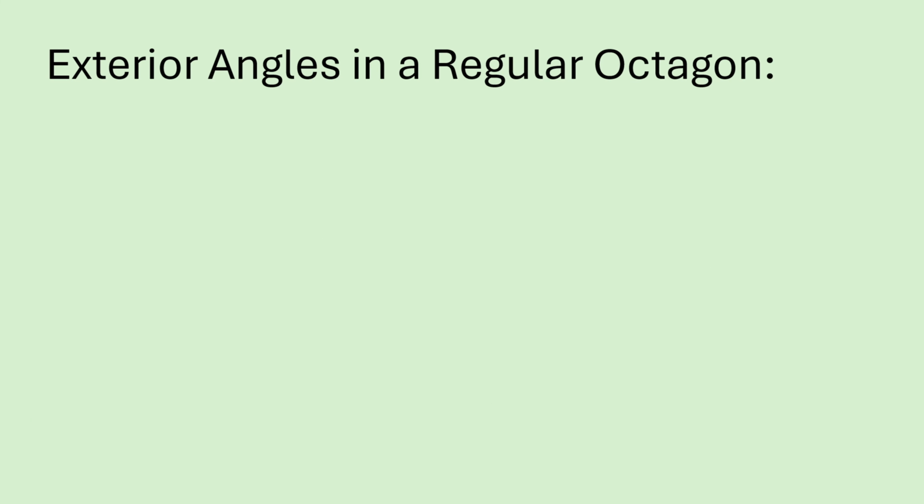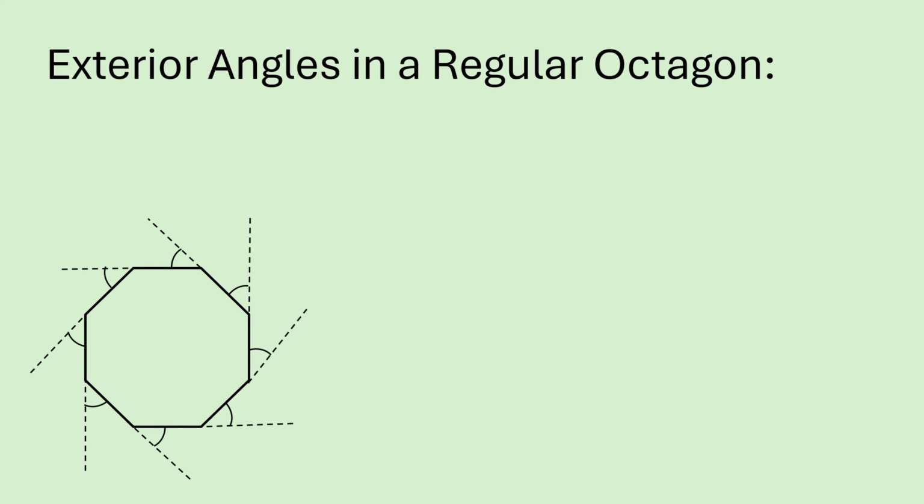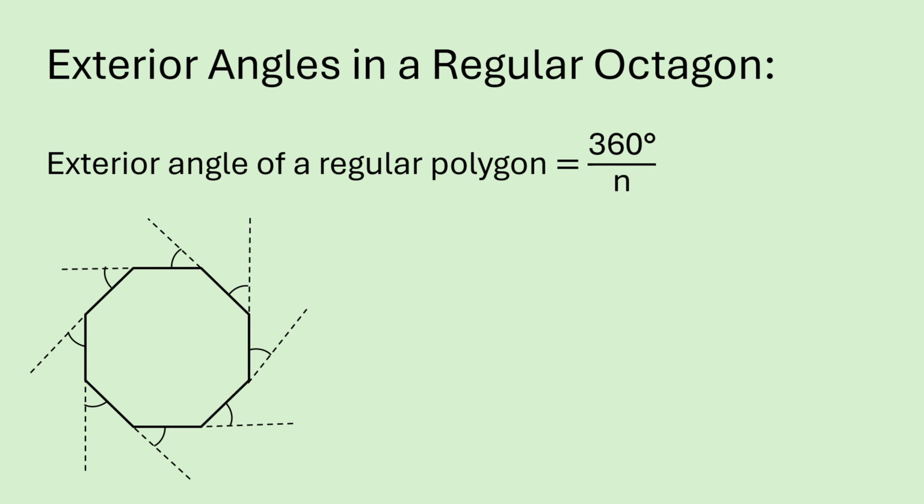Next, exterior angles in a regular octagon. This is an example of a regular octagon. There are 8 interior angles and 8 exterior angles because the number of sides is 8. This is the formula for exterior angles of a regular polygon. Here n is equal to 8. So the answer is 45 degrees. So each exterior angle of a regular octagon is equal to 45 degrees.